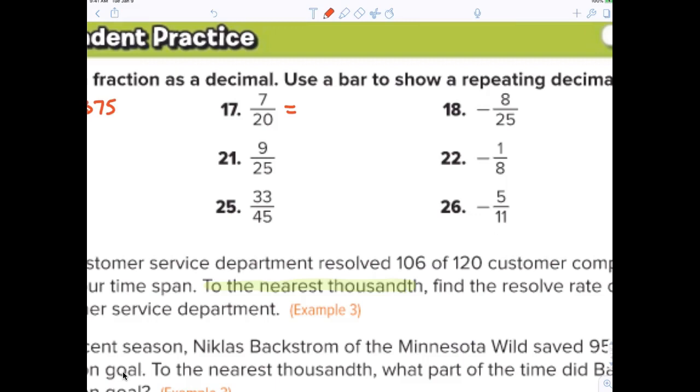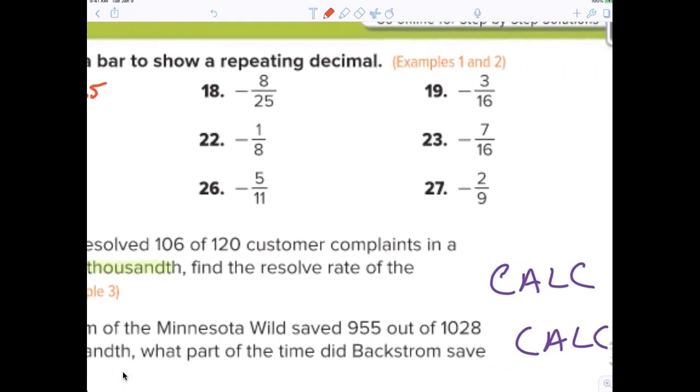0.35. Now, as your hand goes up and say, man, how are you doing that so fast? Everybody knows how to do that, right? So I got a 0.35. All right, this is something else you should know. 8 over 25 is the same as negative 0.32. Some of you guys are really fast.